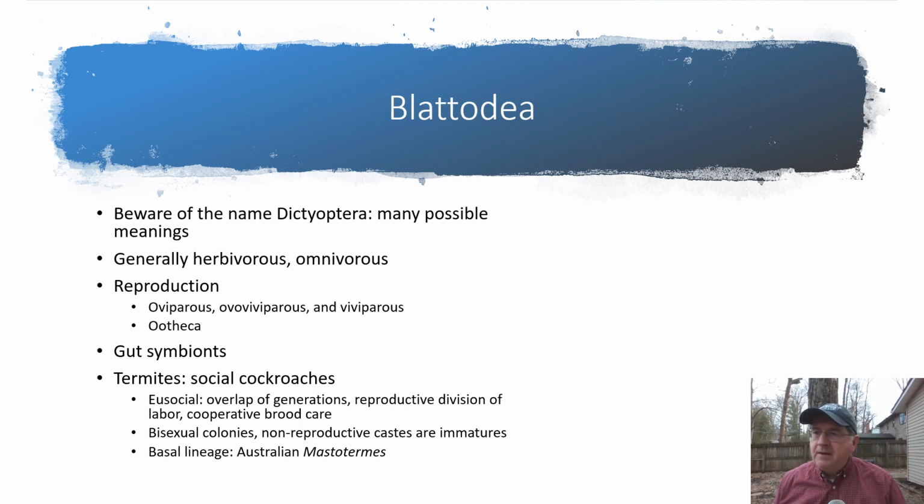In general, the co-author on your textbook, Chuck Triplehorn, always tries to make me accept his point that these guys should be called cockroaches and not roaches, because a roach is a type of fish. To which my response is that's a common name and I'll call it whatever I please. Anyway, we don't need to get into that argument. Cockroaches, I'll try to just use the term cockroaches, are generally herbivorous or omnivorous. Basically, they'll eat anything they can get a hold of.